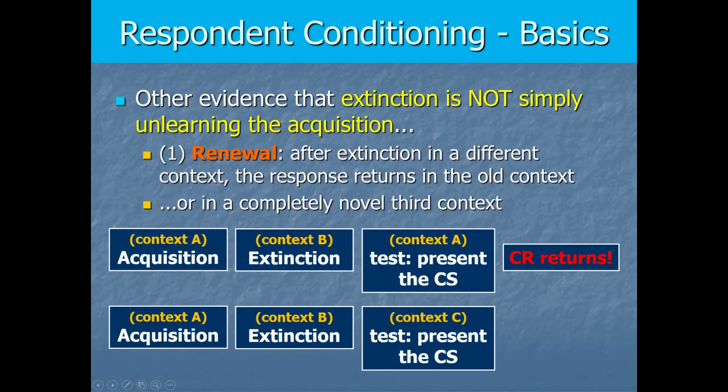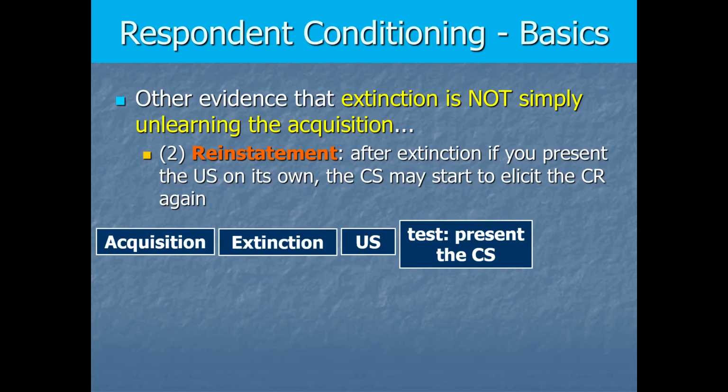And in the green room, play the 1000 hertz tone. What do we find? The rat will freeze, even though we extinguished the response previously, and even though the rat isn't back in the original context, that still counts as renewal. So that's why I put here, it's after extinction in a different context, the response returns in the old context or in a completely novel third context. So that's renewal. That's another example showing us why extinction can't simply be an unlearning, that when we're getting rid of that respondent conditioning, or getting rid of that response to the conditioning, that's not an unlearning or a forgetting.